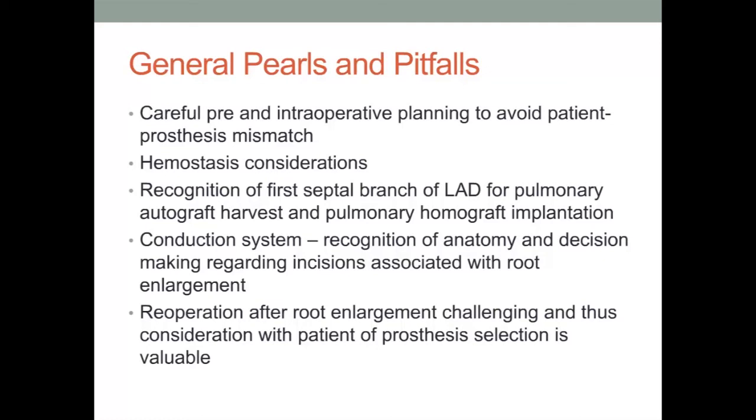A value of less than 0.85 is thought to be indicative of patient prosthesis mismatch and is also thought to be associated with LV dysfunction in both the early and late postoperative periods.